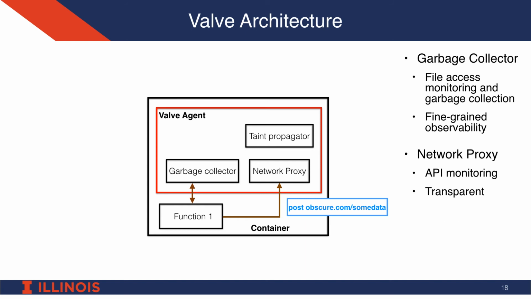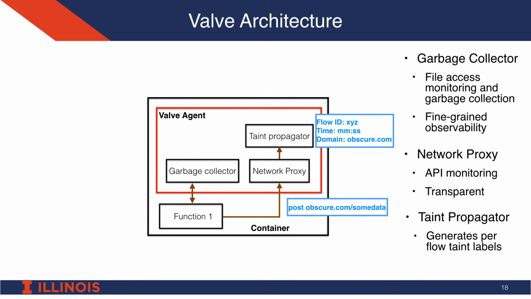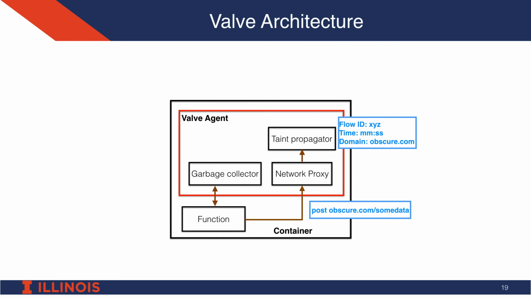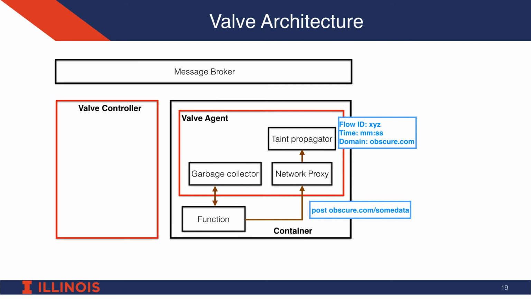Next, the network proxy passes this information to the taint propagator. This component determines taint labels with timestamp, flow ID, and REST API information for the current flow.